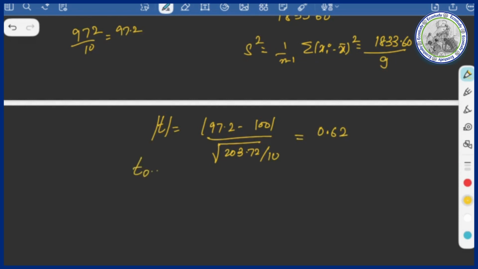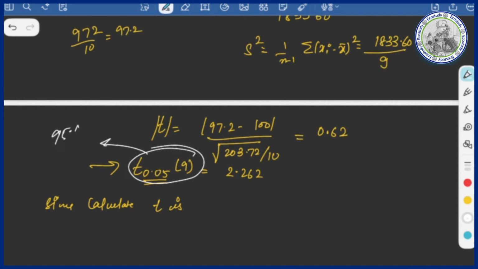Okay, and the critical value t 0.05 at 9 degrees of freedom. We will take the help of the t table at 0.05, the 95% confidence interval, that is 2.262. Since the calculated t is, let me write it here, it is for the 95% confidence interval, that is alpha equal to 5%, the level of significance.